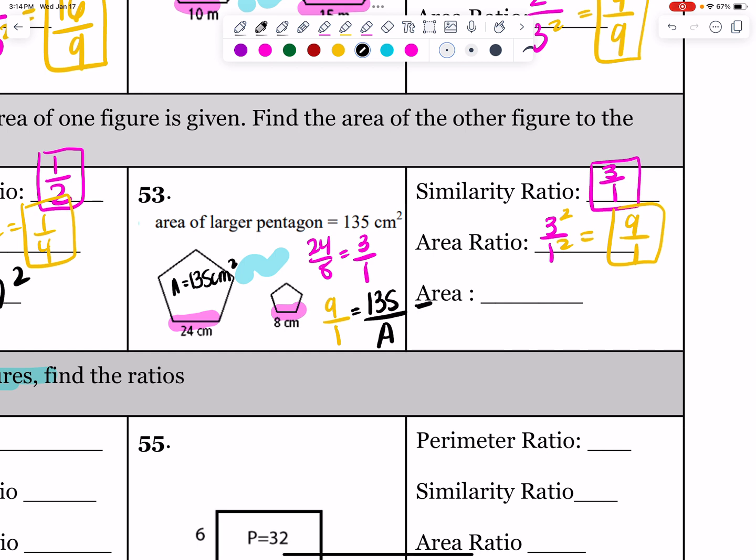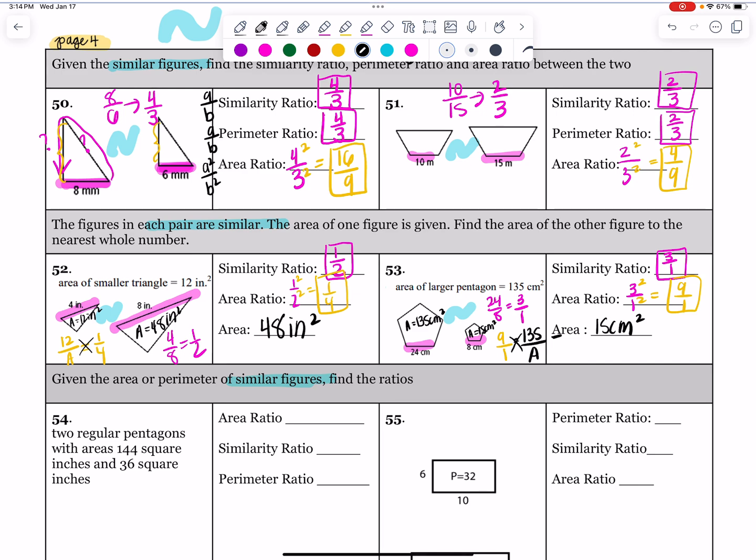And we know that the bigger one is 9 times as big. So again, I'm just going to cross multiply. And so I'm going to do 135 divided by 9 when you cross multiply. 135 divided by 9 is 15. So the area of the smaller pentagon is 15 centimeters squared. So we're able to actually find a missing area using the ratios.